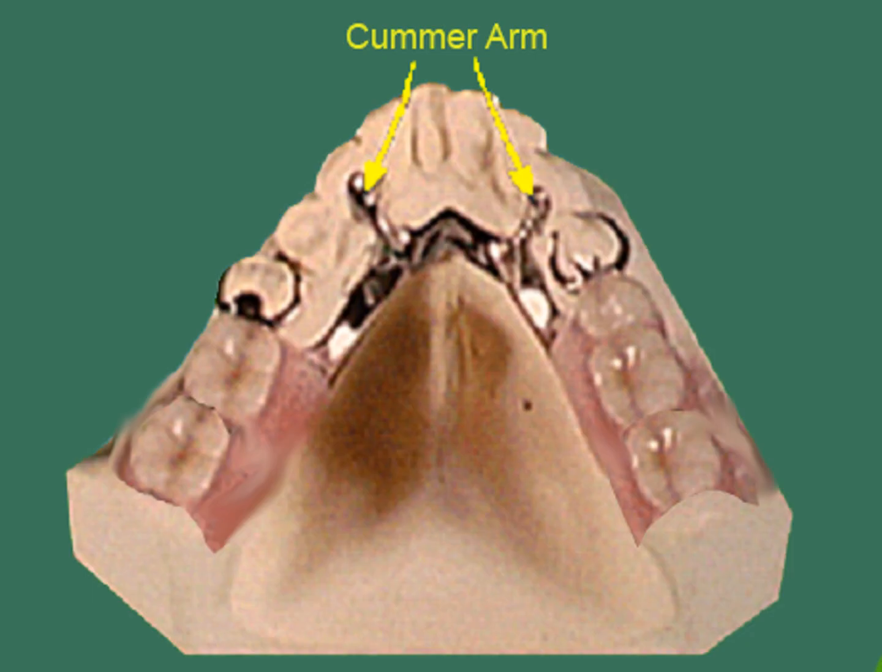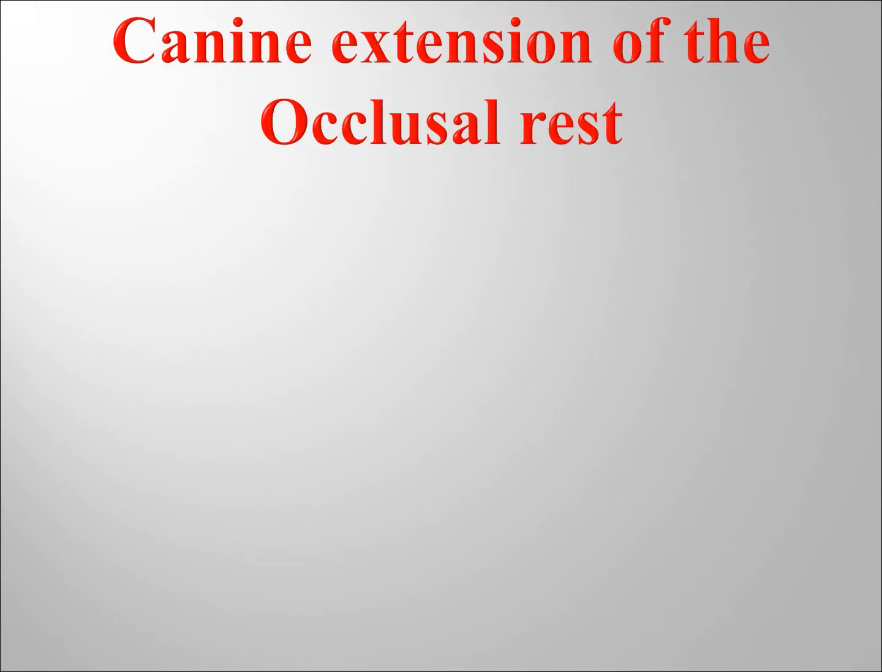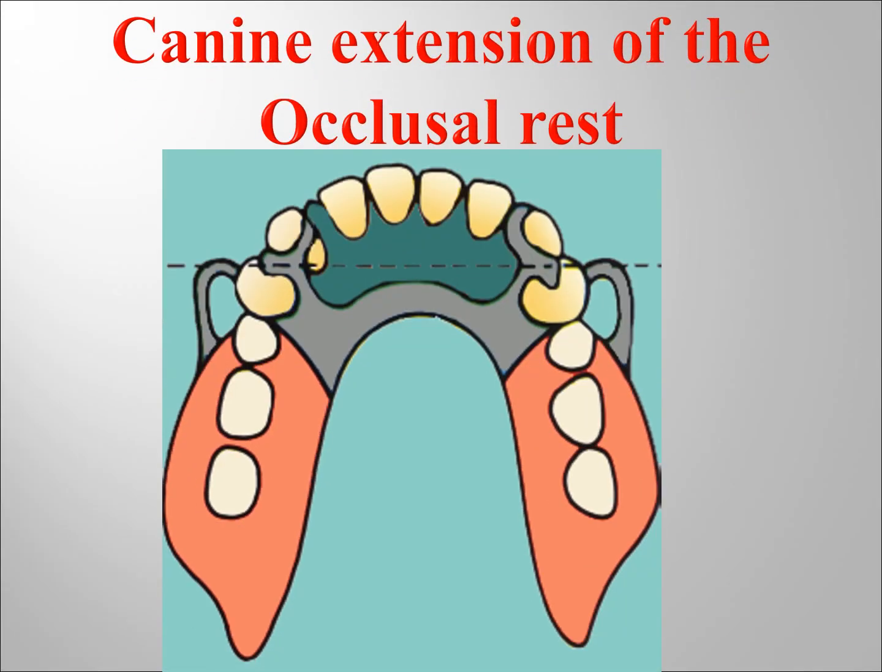All right, here are two cingulum rests on canines. They are called Nesbit arms. Also, you can extend an extension from the occlusal rest on the premolar to the canine, but this is very close to the fulcrum, which means it is not that effective as an indirect retainer.